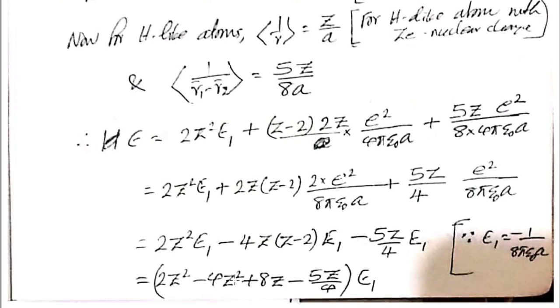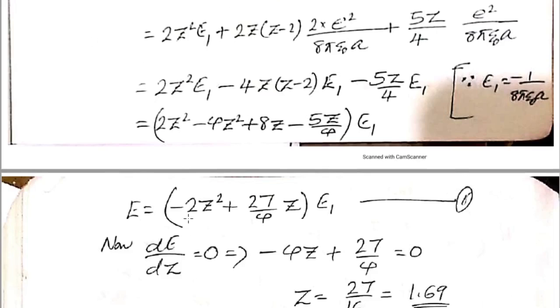E1. So that is equal to 2Z² minus 4Z² plus 8Z minus 5Z/4 times E1. That is equal to 2Z² minus 4Z², which is minus 2Z², then adding these two we get plus 27/4 Z into E1. That is the expectation value of the energy, or the expectation value of the Hamiltonian.